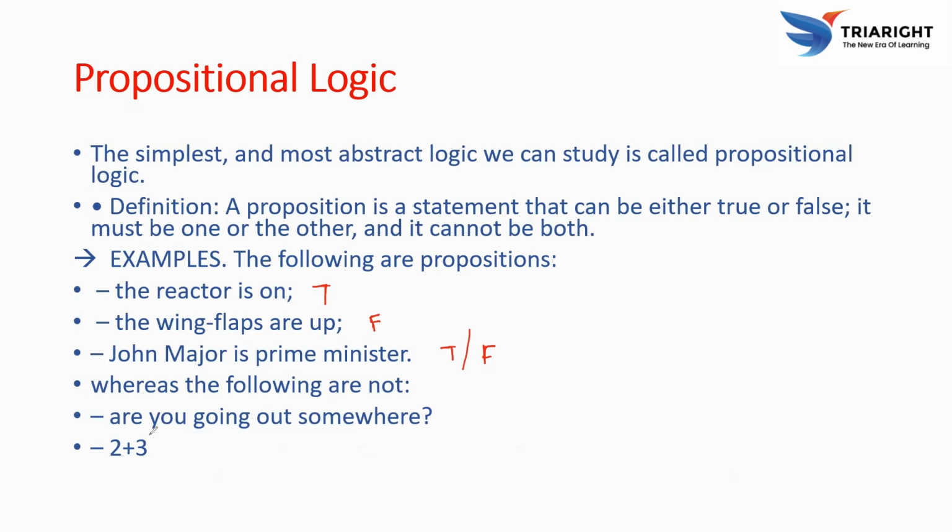Whereas the following: are you going out somewhere? True or false. Here also it implies true or false, because we don't know. Here 2 plus 3 equal to 5 means true. If we have a negation of P, we can consider it false. We have more examples, don't worry.